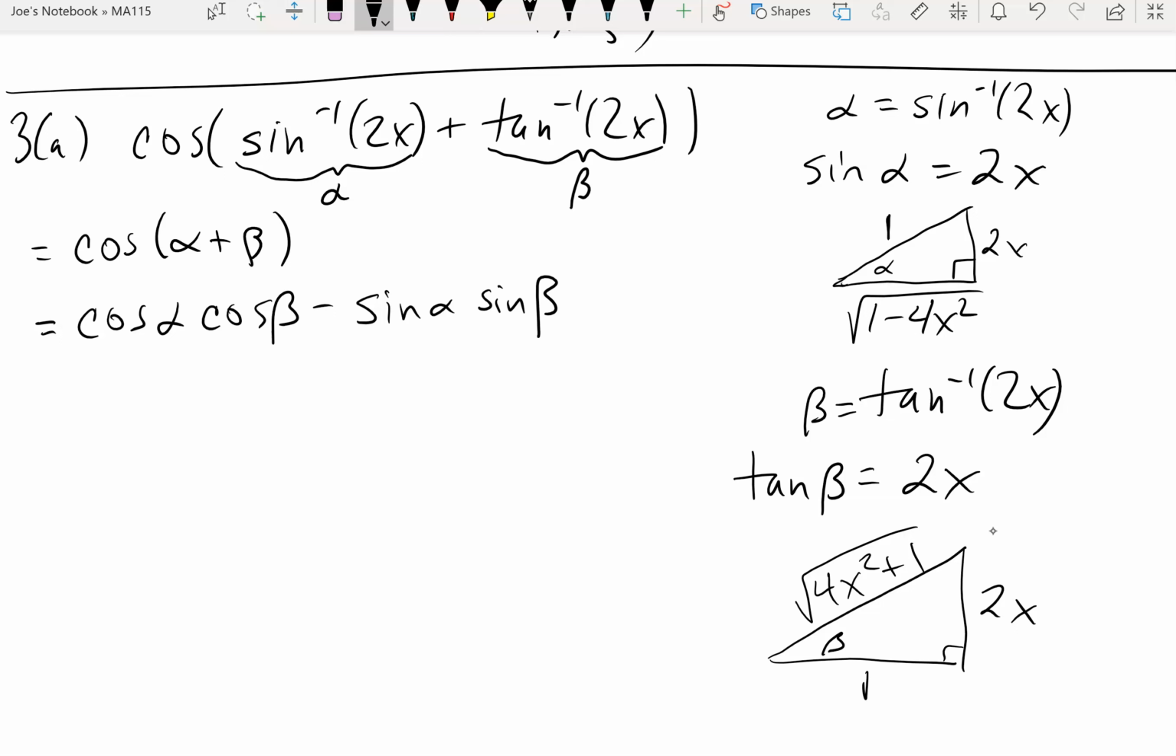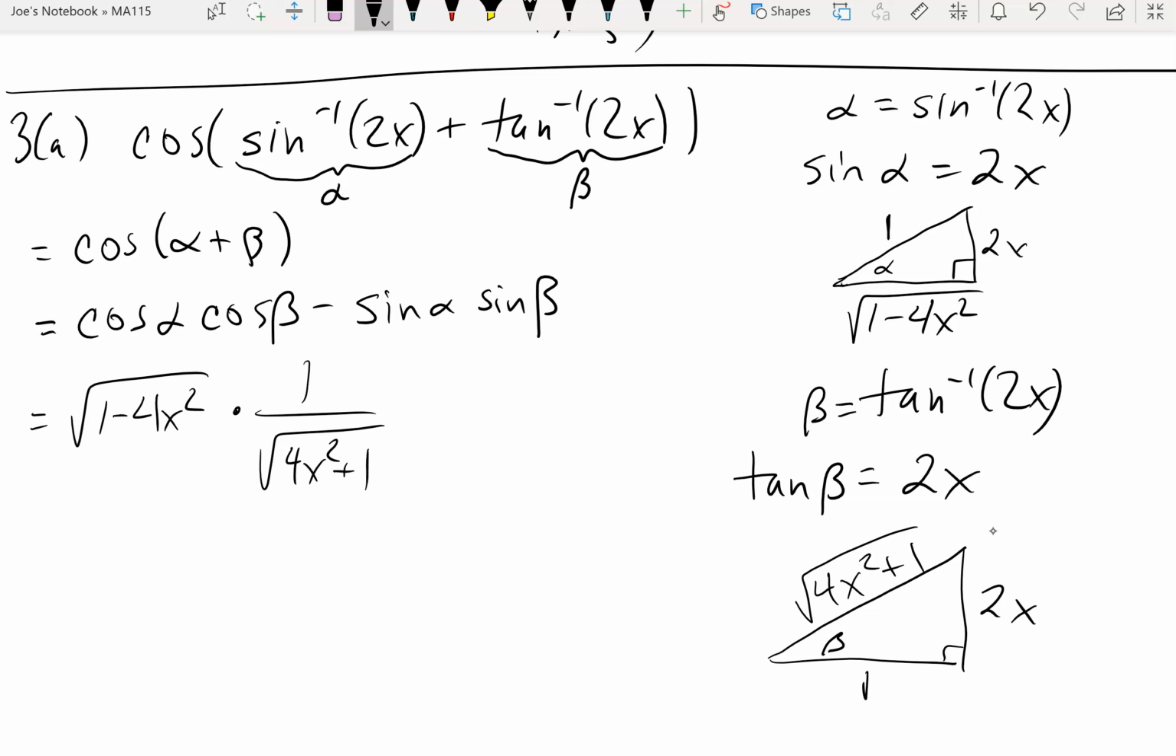And now this really does look like the previous problem. Again, just with letters instead of numbers. I want cosine of alpha. Look at your triangle. What is your cosine of alpha going to be? Square root of 1 minus 4x squared over 1. Good. So just square root of 1 minus 4x squared there, right? And for cosine of beta? Good.